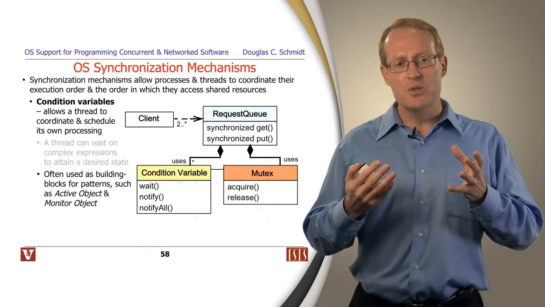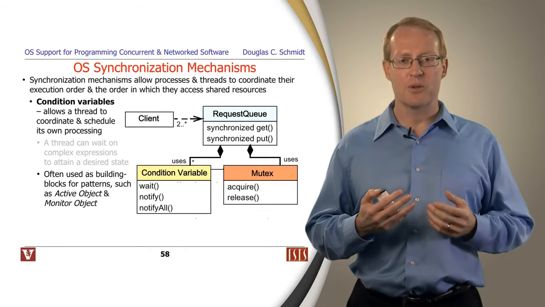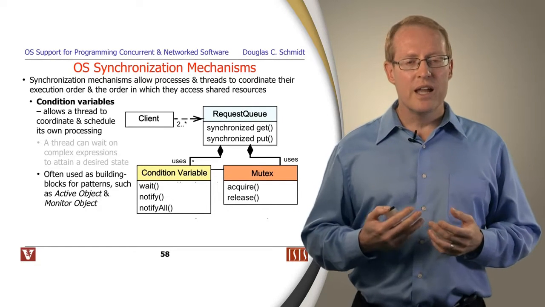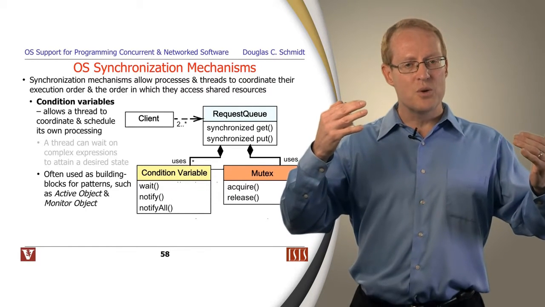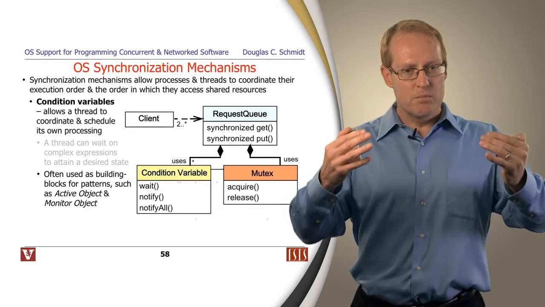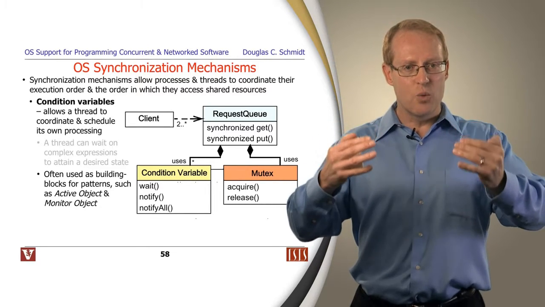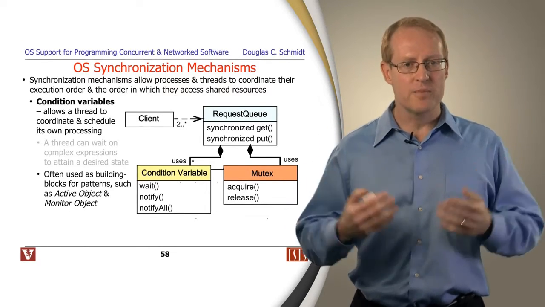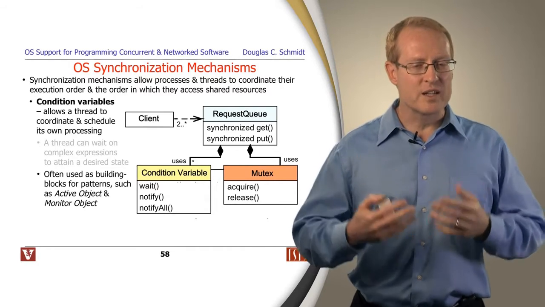And you would typically use a pair of condition variables called not empty and not full in order to be able to allow those threads to insert and remove messages from the queue in a way that's thread safe and efficient. We'll talk more about this in more detail later.